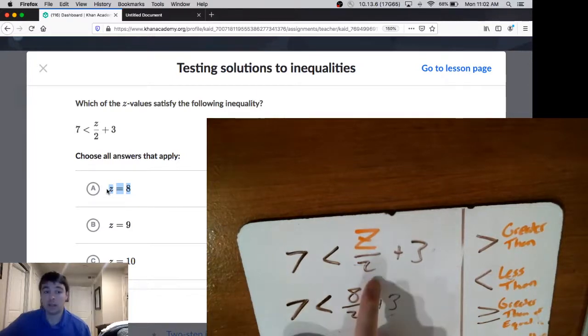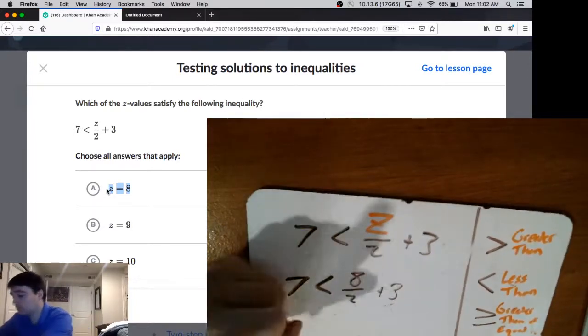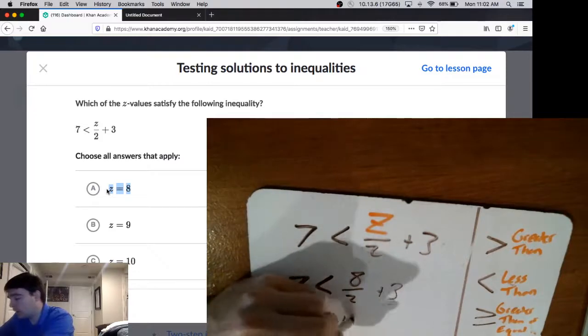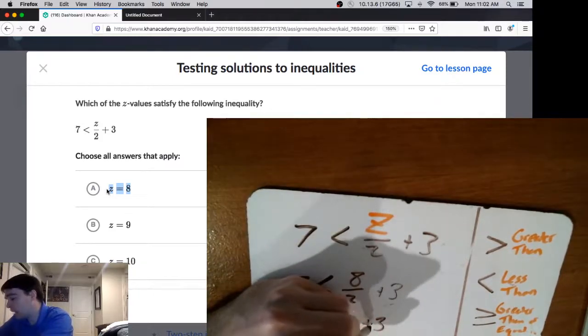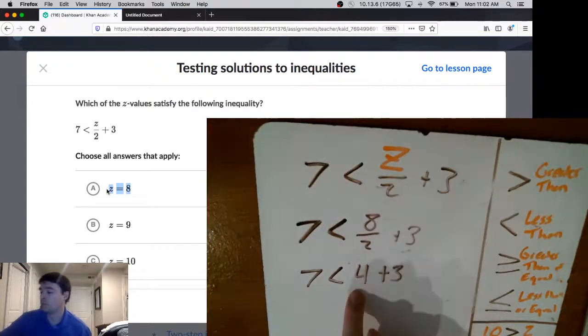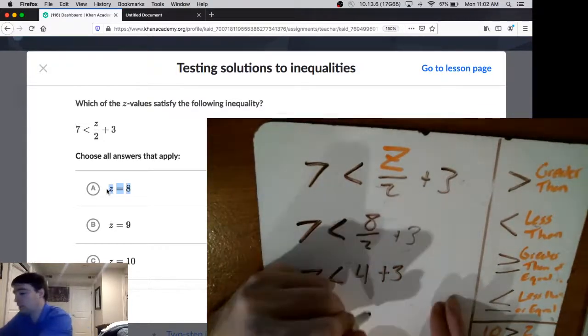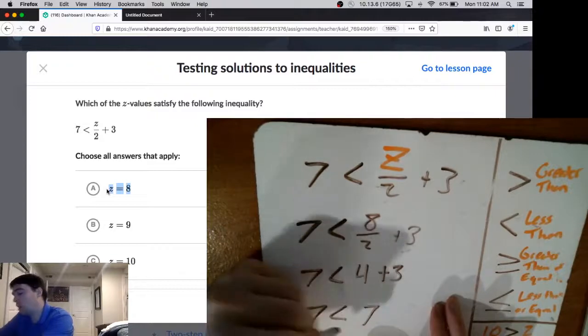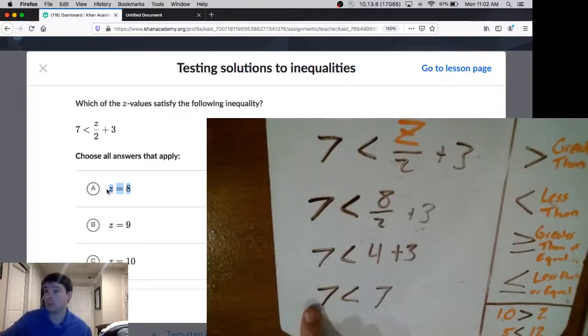If I do 8 divided by 2, I'm going to get 4. So now, as I start to do the math, as I evaluate and simplify this inequality, 8 divided by 2 gives me 4. 4 plus 3 gives me 7. So this inequality is now trying to state that 7 is less in value than 7. That's not true. They're equal to each other.